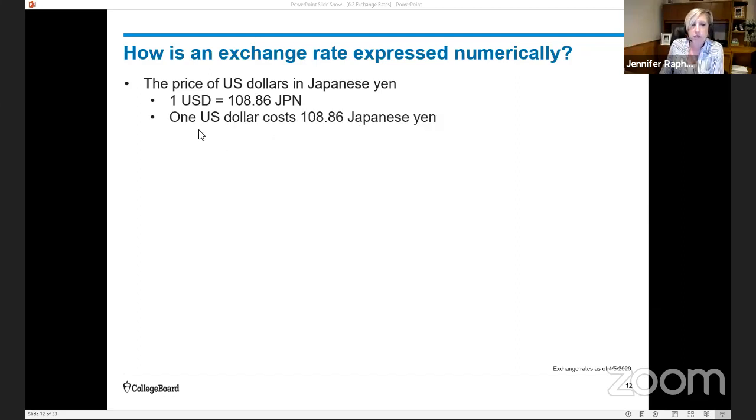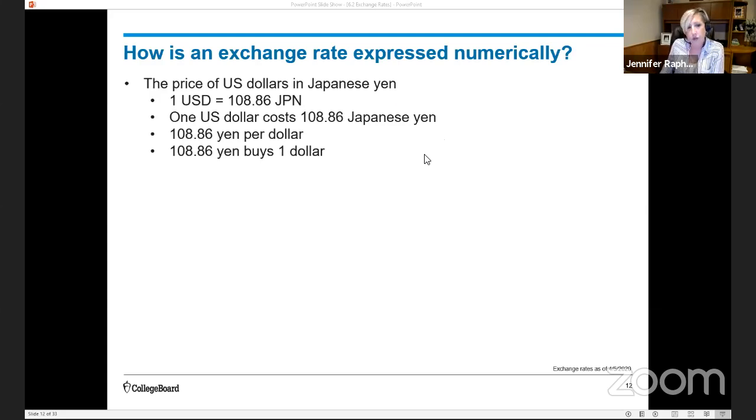So what does that mean? It means 1 US dollar costs 108.86 Japanese yen, or 108.86 yen per dollar. You can also read it backwards, right? If $1 costs 108.86 Japanese yen, then it costs 108.86 yen to buy $1. All right, so see, these are all the same. All of these different ways of writing it mean the price of US dollars in Japanese yen.